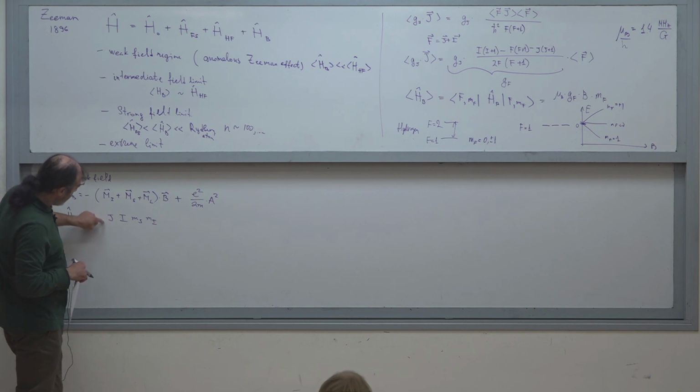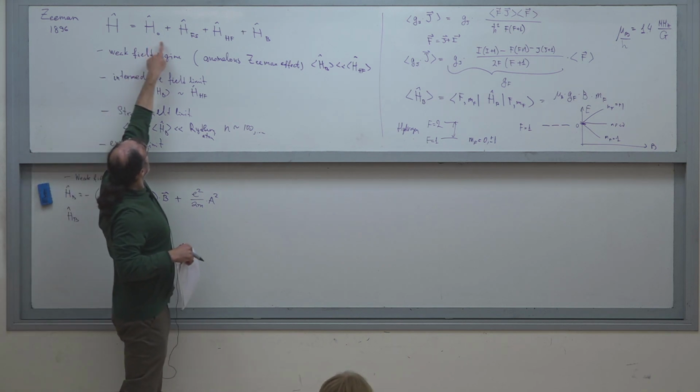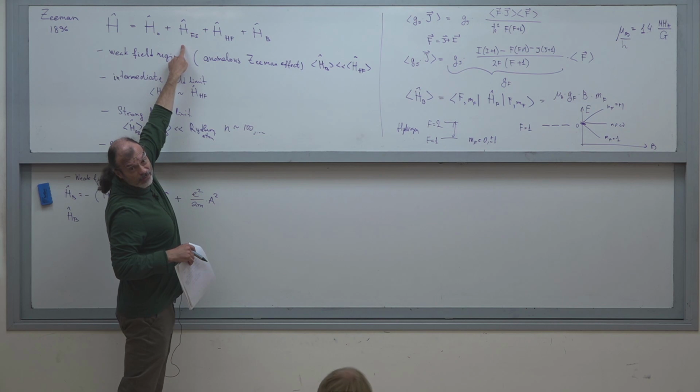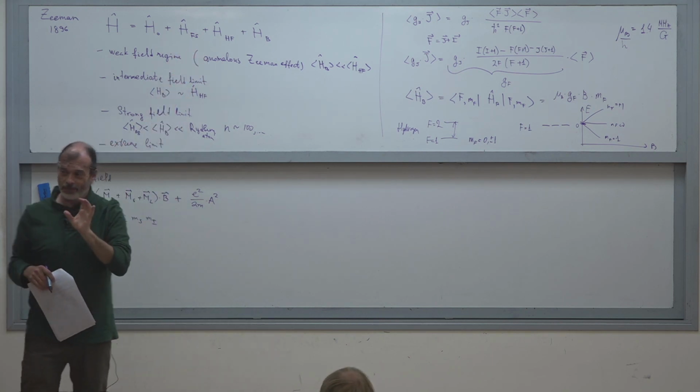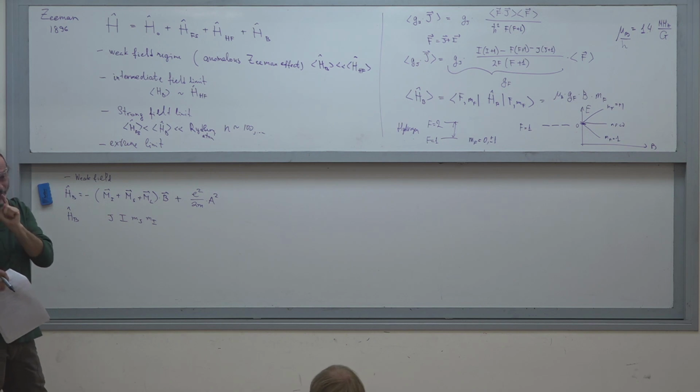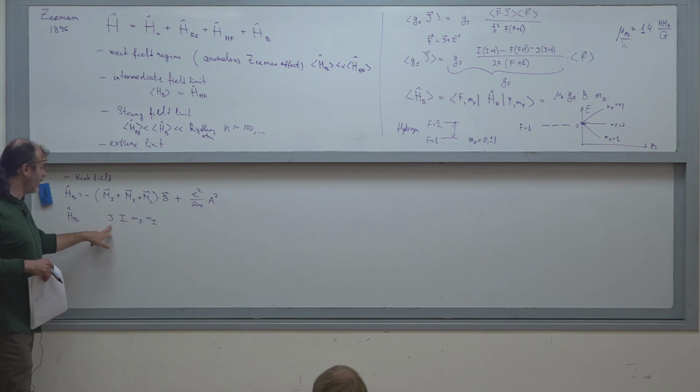So I'm considering J because these two parts of the Hamiltonian give me J, right? Here the L and S I can still keep together. J is a good quantum number. F is not a good quantum number, but J is a good quantum number.